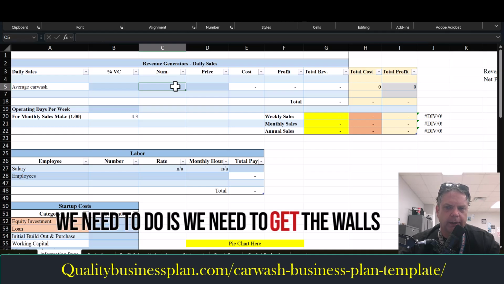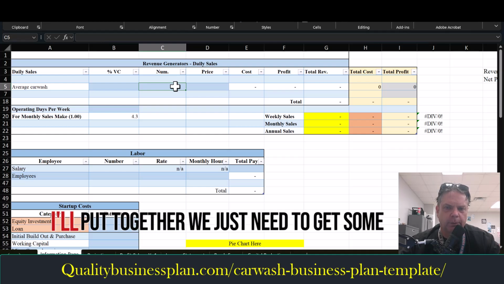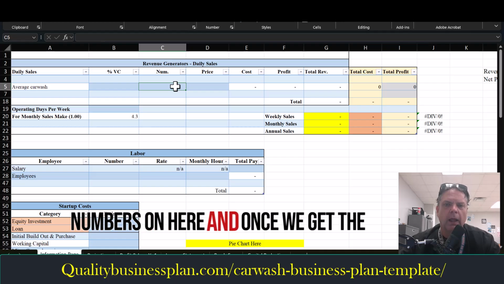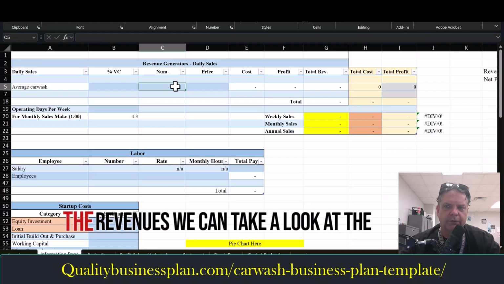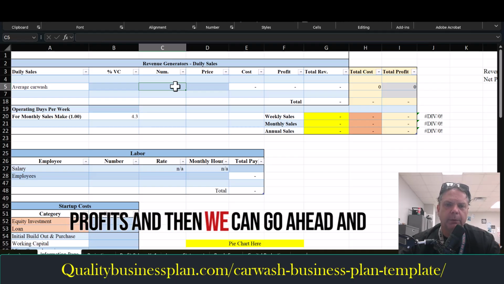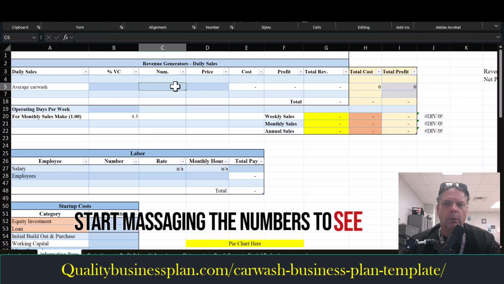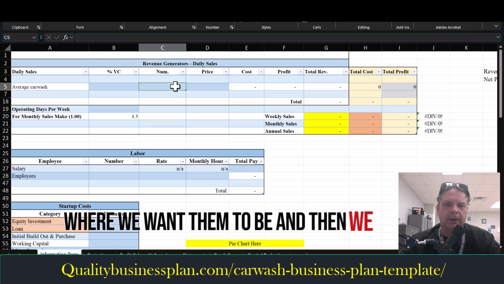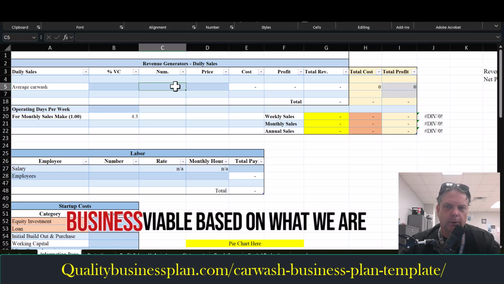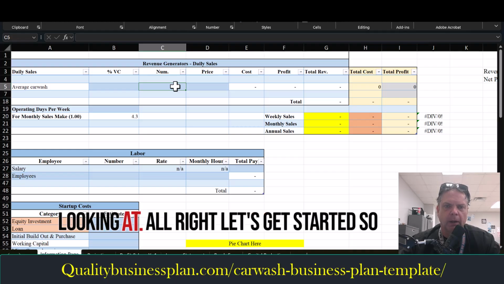So there's a lot of moving pieces here. What we need to do is get the walls, the ceilings, and the floors all put together. We just need to get some numbers on here. Then once we have the numbers, we can take a look at the revenues and the net profits, and start massaging the numbers to see where we want them to be. Then we can make the determination: is this business viable based on what we are looking at? All right, let's get started.